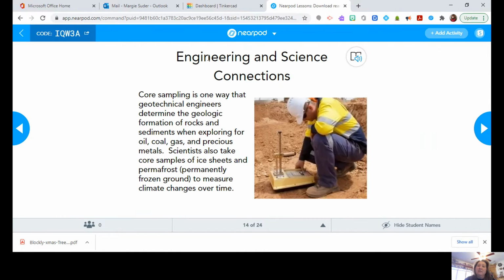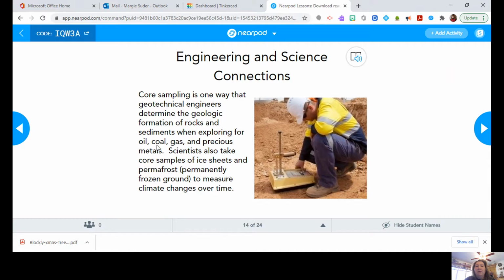Okay, so there's lots of engineers who take core samples to tell lots of things about rocks, and they're called geotechnical engineers. They're looking at the geological formation of rocks and sediments because they're looking for coal, oil, natural gas, and precious metals. Right now, especially in West Virginia, they've been doing a lot of this because they're looking for a particular type of rock called Marcellus shale. Under Marcellus shale, they're finding natural gas, so they're looking for that kind of rock so they can tell if there's natural gas.